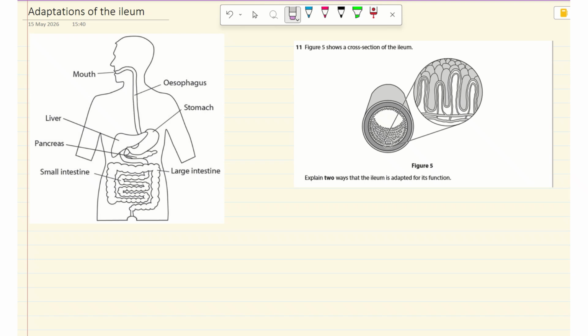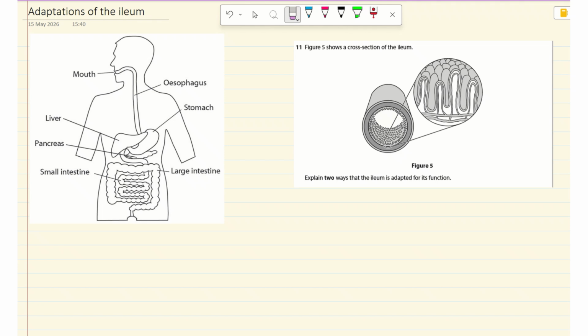Let's learn about the adaptations of the ileum. Now, before we even think about the adaptations of the ileum, let's appreciate where the ileum is and what its job is. Because if we know where it is and what its job is, we can then think about how it's adapted to do that job very, very well.